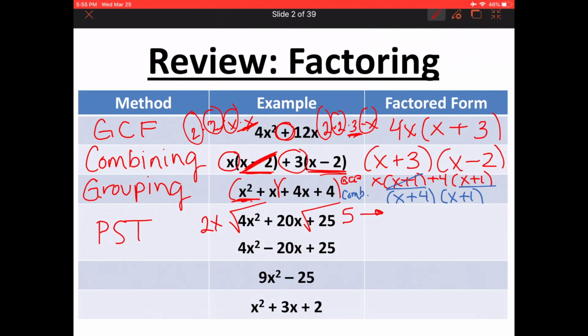And so then my factored form is going to be 2x, 5, and then to decide what sign I put in between the 2x and the 5, I look at the sign here in the middle.